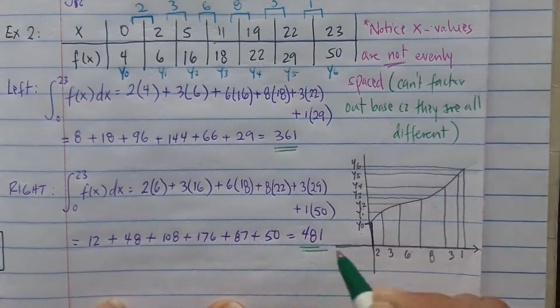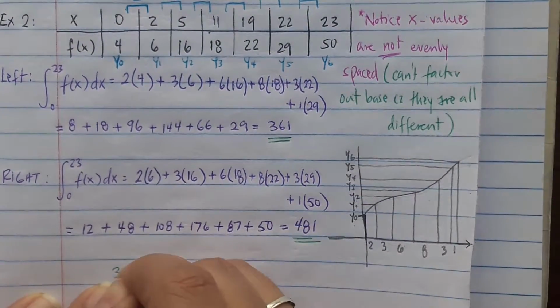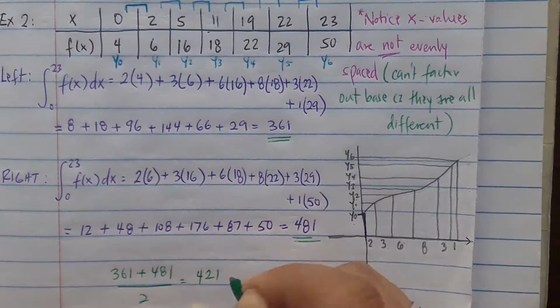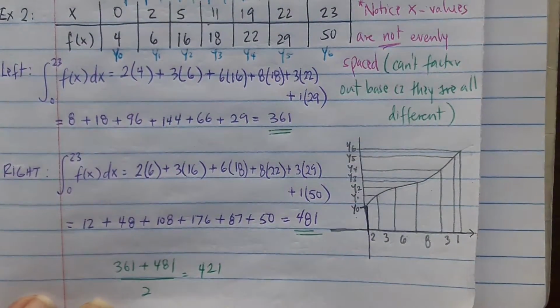One more thing that I want to mention here, because that's really all we have, is that if you take the average of the left and the right, it'll give you an even better approximation. So take the average of two numbers: you add them together and divide by 2. So that's going to give me 421, which is an approximation that's better than both of those. Alright, so that's pretty much all there is to finding the Riemann sum from a table, the same exact thing. So let's practice.